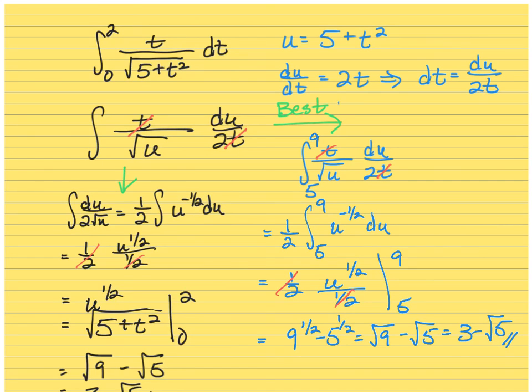So this is the best route because we just changed the limits using our simple little formula. And then I never have to resubstitute like I did back here, change back from u's to t's. Now either way works. You can see I get the same answer, but we typically like this way because I just changed the limits to u limits.